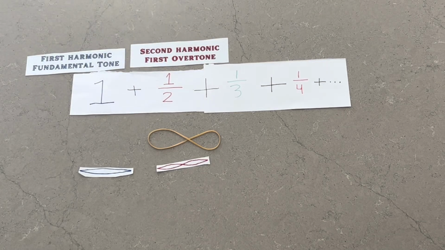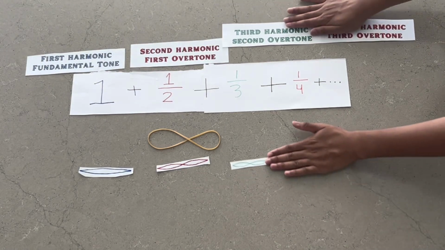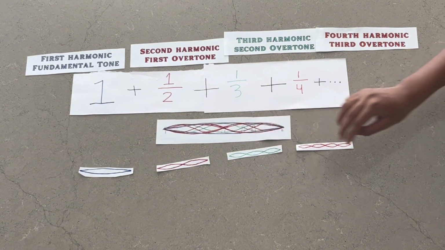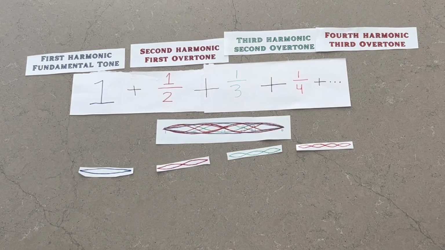While I can't easily split the rubber band in 3 or 4, here's what the other two will look like. Even though these are shown separately, they're actually layered on top of each other like this. You may have noticed that these labels say overtone, and that's because any note in the harmonic series after the fundamental is an overtone to it.